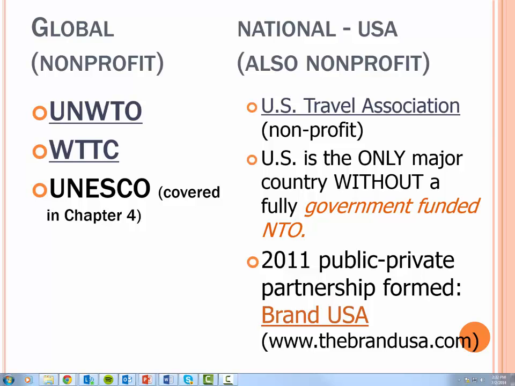However, in 2009, President Obama signed the Tourism Promotion Act, authorizing funds for a public-private partnership to promote travel to the USA. With the U.S. Travel Association as the driving force, along with corporate partners from all sectors of the tourism industry, the Brand USA initiative was formed. Let's take a look at the mission of Brand USA.